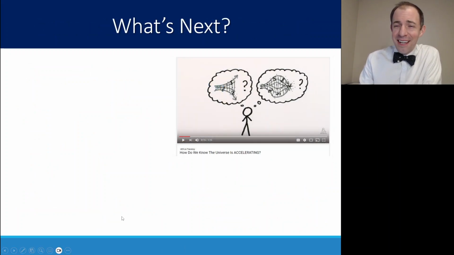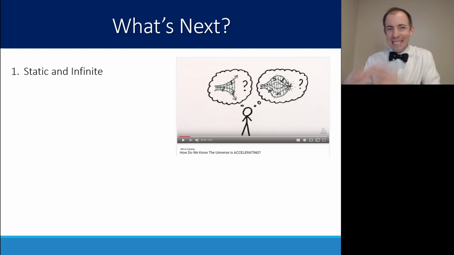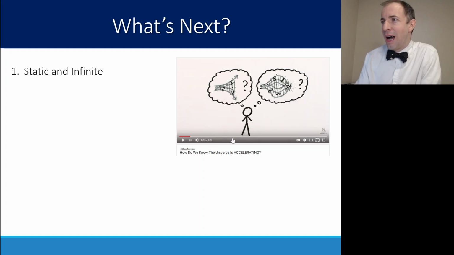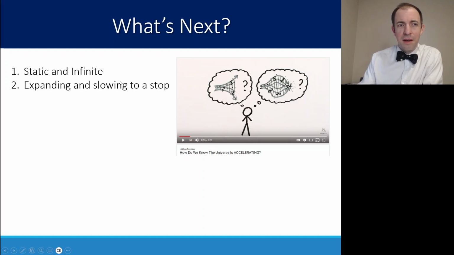All right, so what's next? There have been many competing theories of what is to come next. For a long time, scientists, including Einstein, were convinced that our universe was static and infinite. It was infinitely large and unchanging. We obviously have some reason now to believe that that is not the case. We see these galaxies that are receding away from us, showing that the universe must be expanding. So we've kind of done away with that theory.